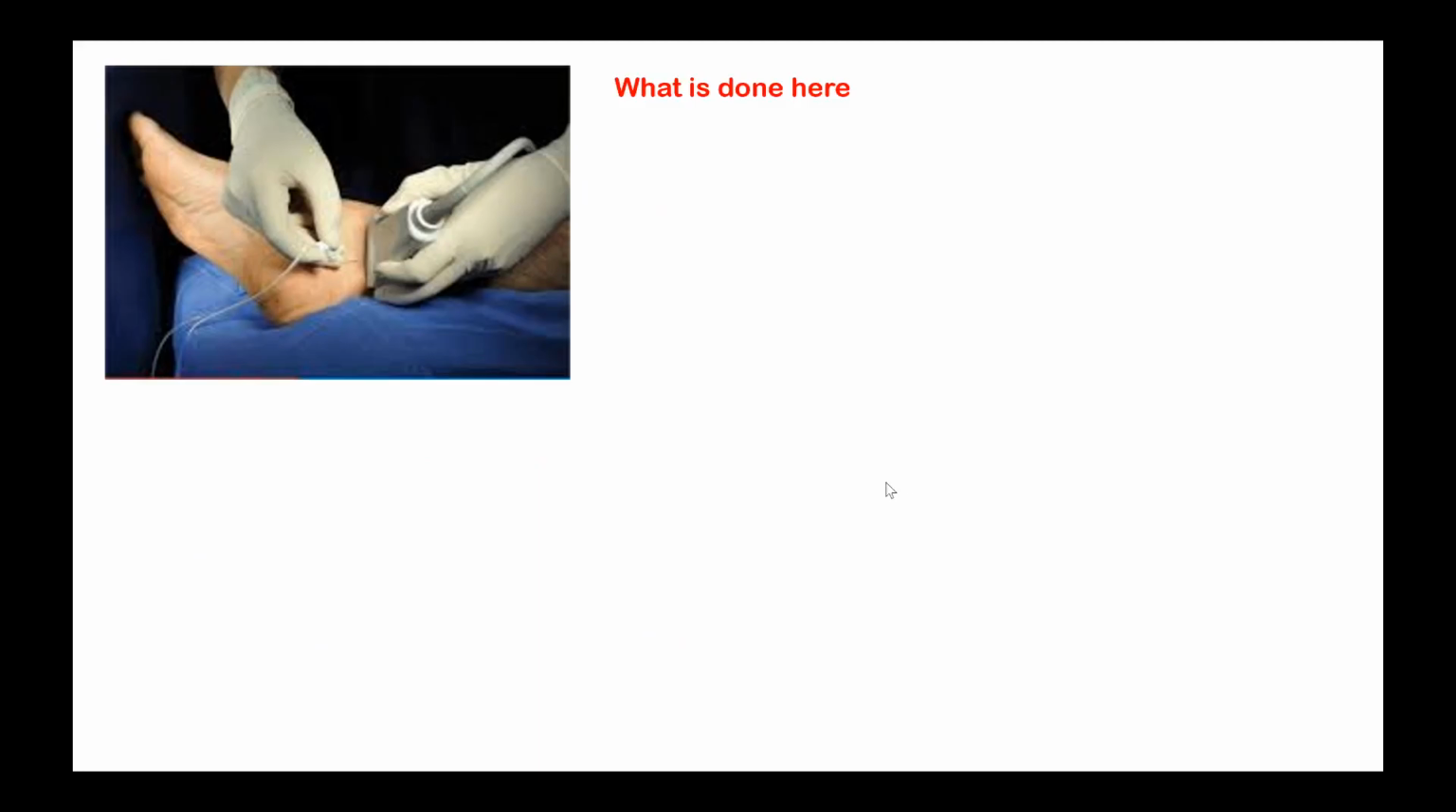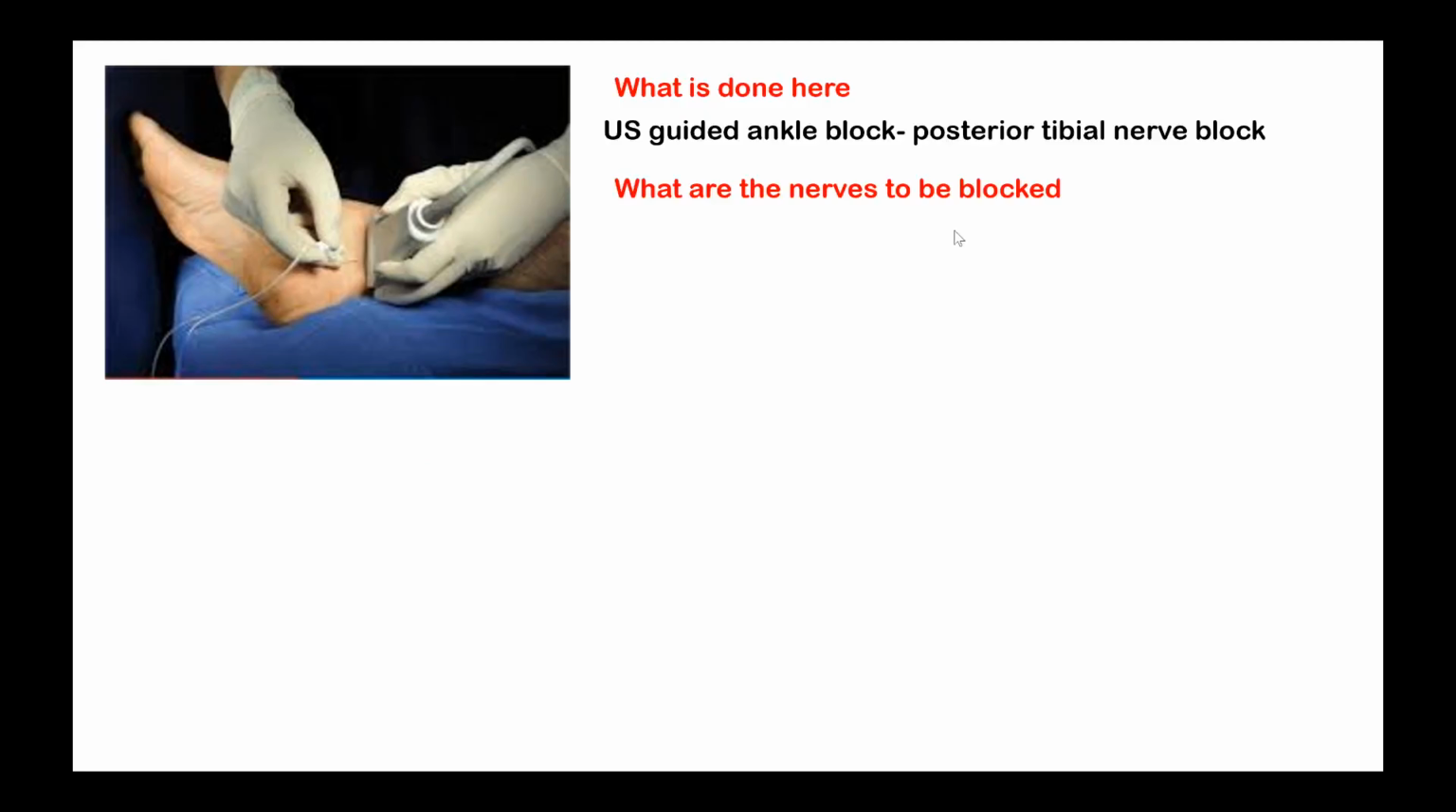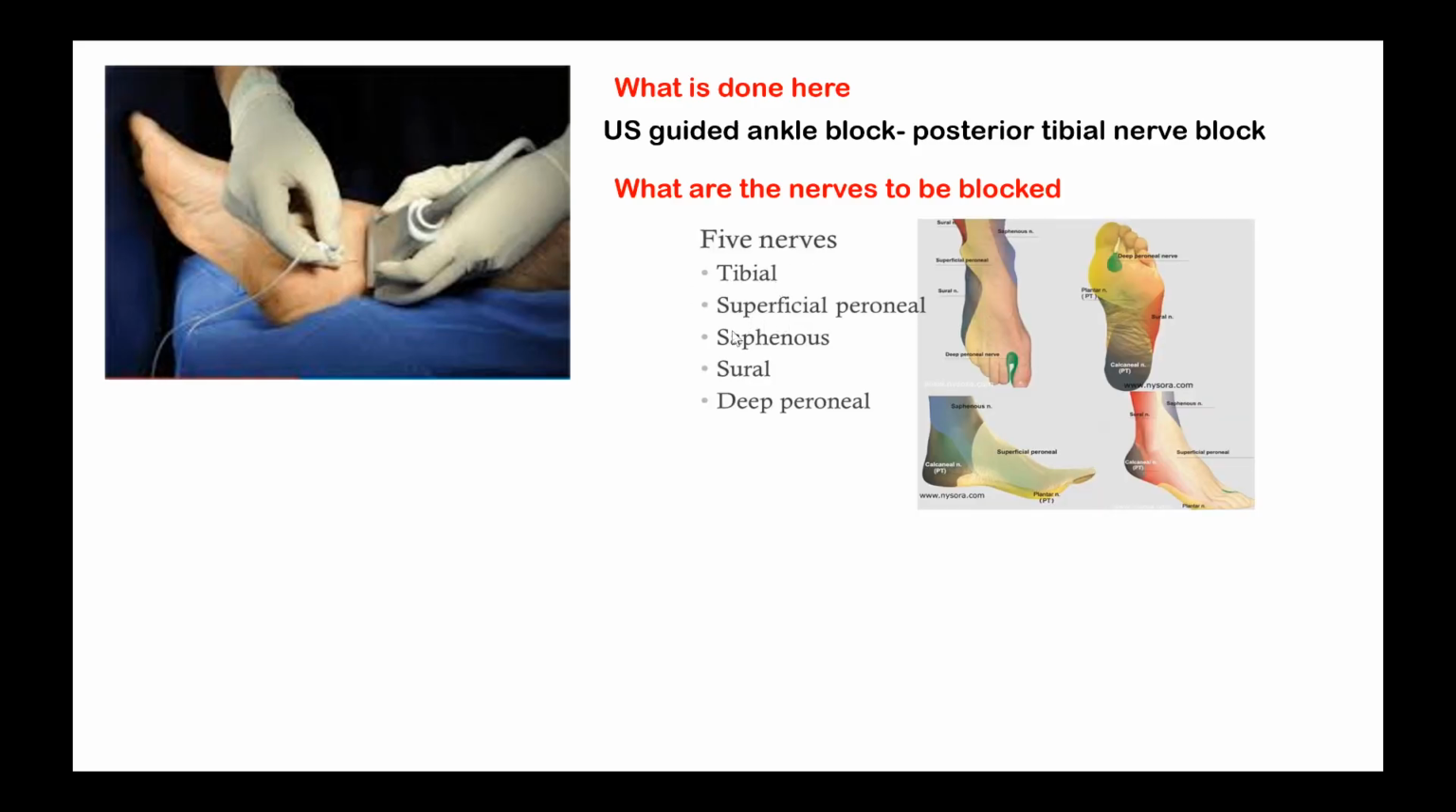What is done here? Ultrasound guided ankle block, sir. Which nerve are you blocking? Is the entire ankle blocked? Posterior tibial nerve block. What are the nerves to be blocked for the ankle block? Superficial peroneal nerve, deep peroneal, sural nerve, saphenous nerve, and tibial nerve. These are all the areas supplied by them.